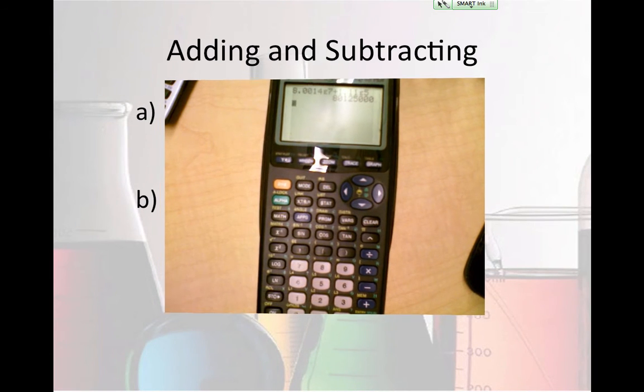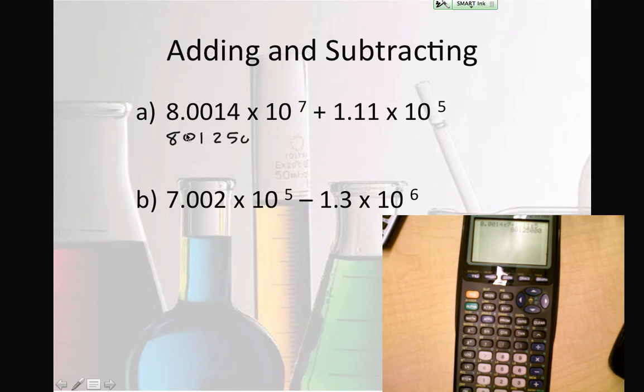So let's write this down, 25000. I just showed you how to change a number from regular decimal notation to scientific notation. Let's do that now. 1, 2, 3, 4, 5, 6, 7 spaces over. So we would call this 8.0125 times 10 to the 7th power. And that's the answer. That's how we use our calculator for scientific notation.